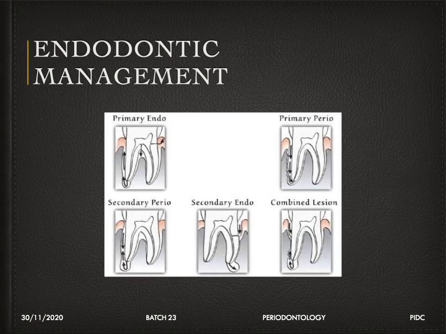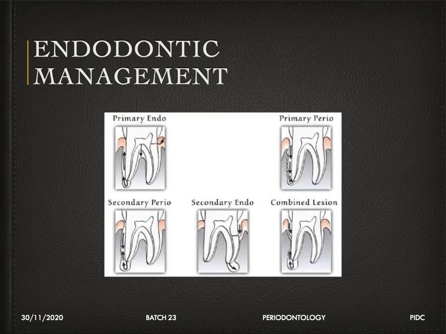Next interdisciplinary is endodontics. Perio-endo management: the classification stated that it will be either a primary perio or primary endo lesion, or a combination of primary perio and primary endo with secondary perio or endo, or a combination of both. Okay, so endodontic lesions can lead to periodontitis, or periodontal lesions can lead to endodontitis. Both are possible. So the treatment should be based on the type of lesion.